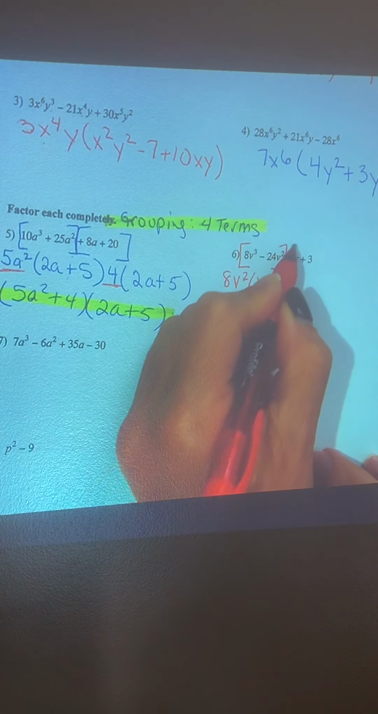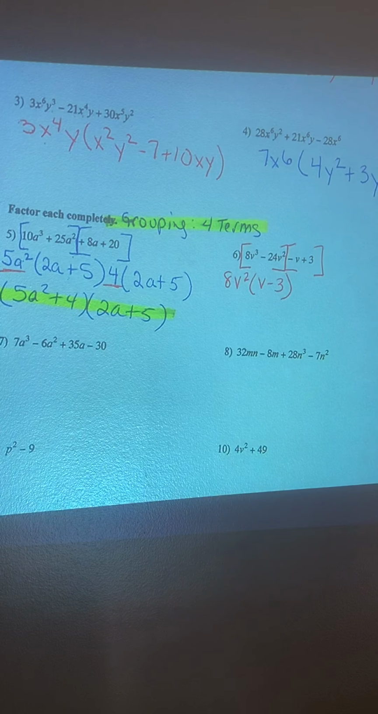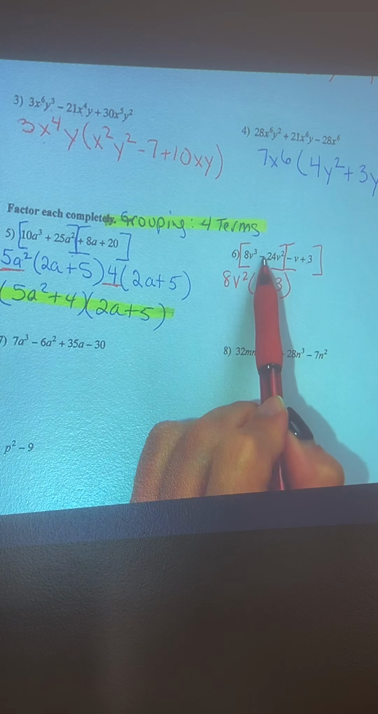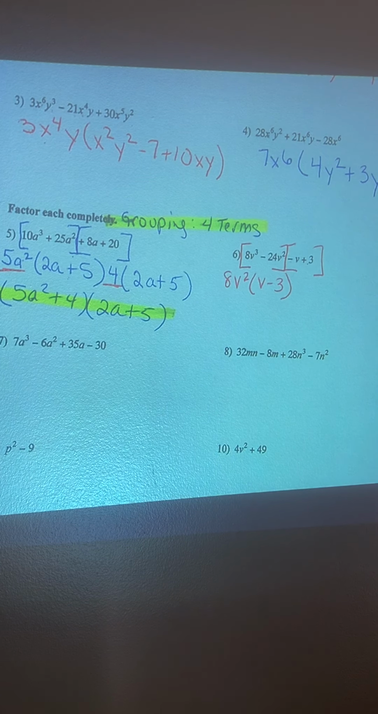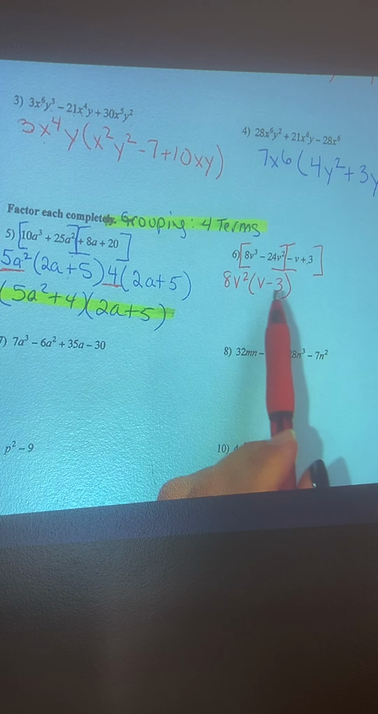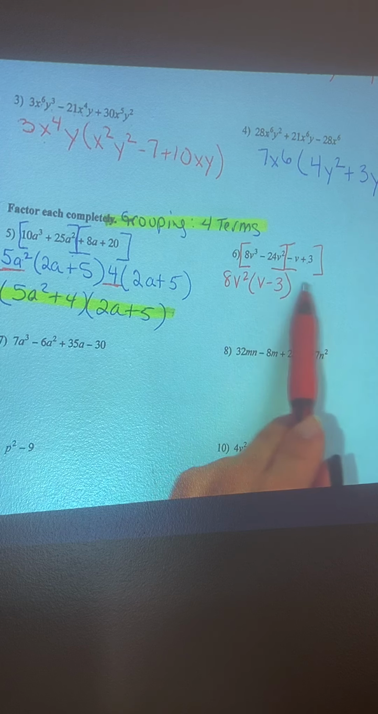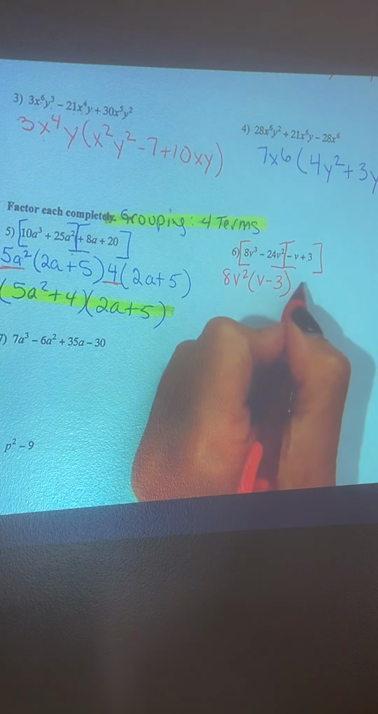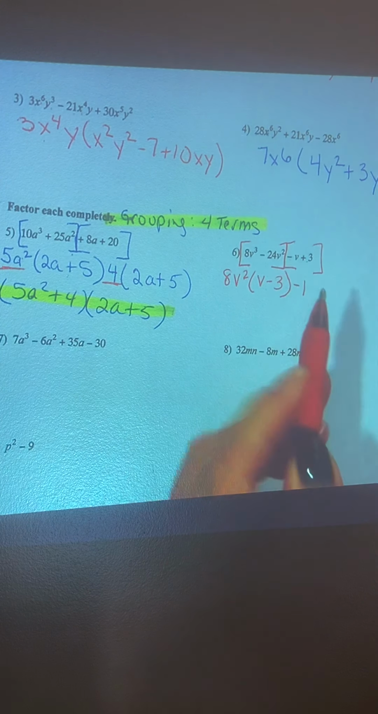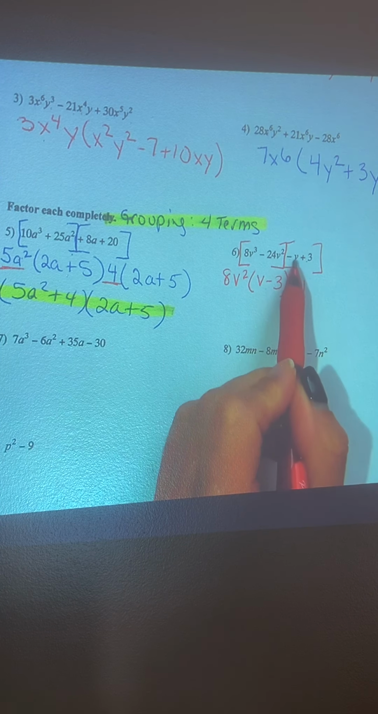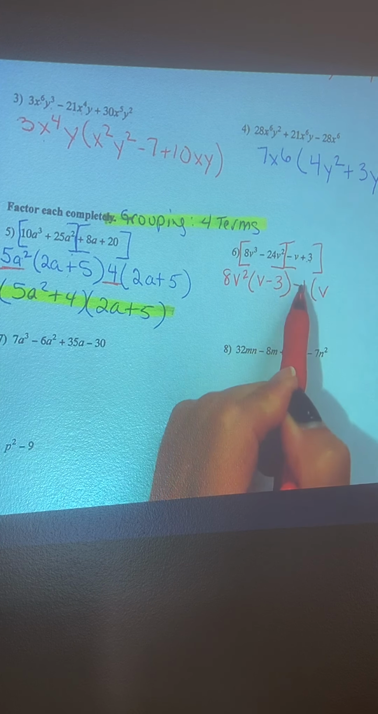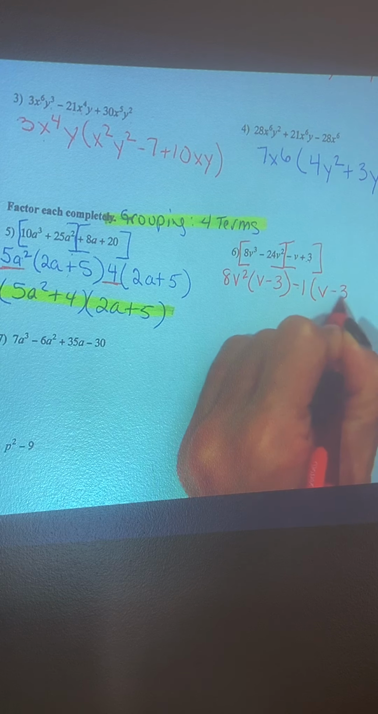Okay, second part. Take the greatest common factor of the next 2. Now, if you notice, when you have a problem where the last 2 terms are negative or the middle 2 terms are negative, you have to pull out a negative, because remember, you want your second parenthesis to look like v minus 3. Well, it clearly doesn't. So you have to pull out a negative 1. Now, negative divided by negative is a positive. Positive 3 divided by negative 1 is a negative 3.